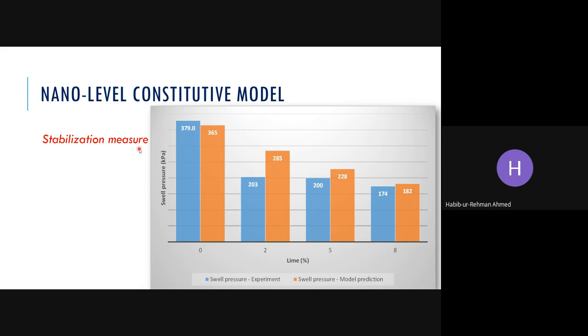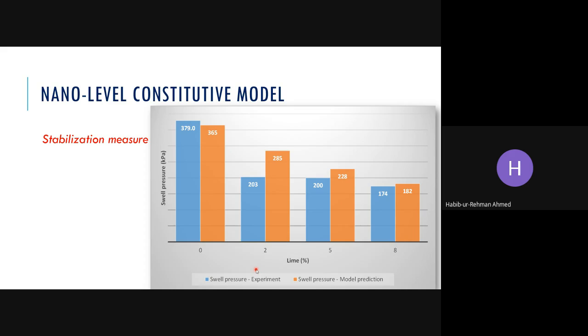Now the same model we have used to predict the stabilization measures. You can see here these are different bars shown in two different colors. The blue one, basically this is swell pressure from experiments, and the orange or the brown ones are the swell pressure from model prediction. And you can see here how closely we were able to predict the swelling pressure of these samples. We just use the basic constituent knowledge, and we plugged it into the model, and it predicted like 365 kPa swell pressure, and the real behavior was 379, and so on.